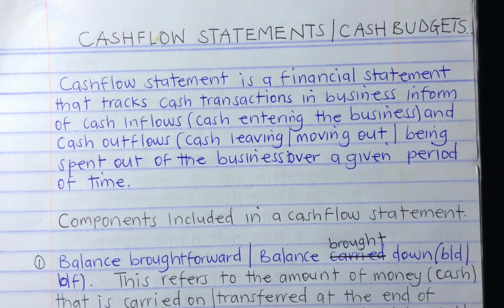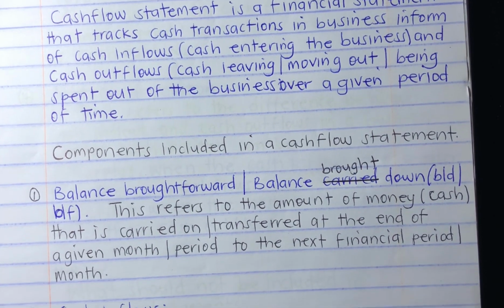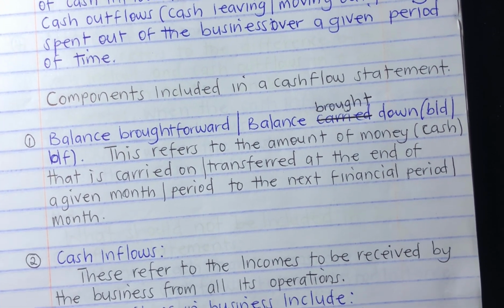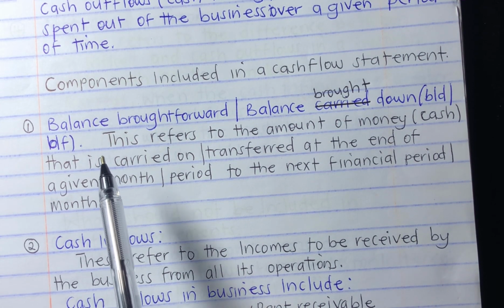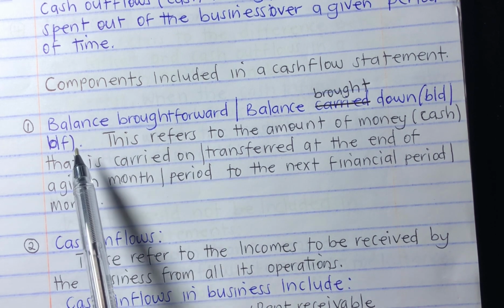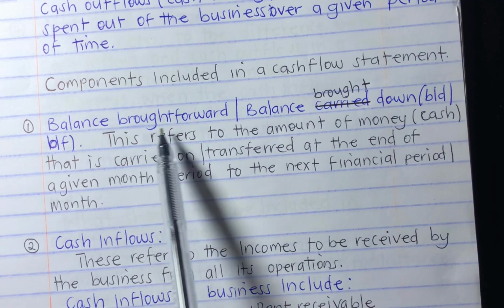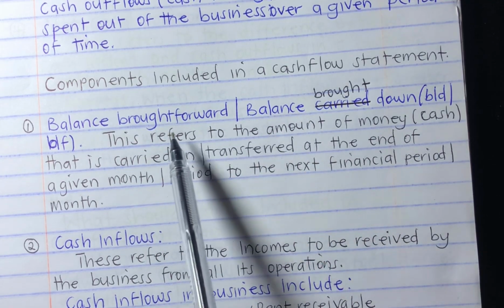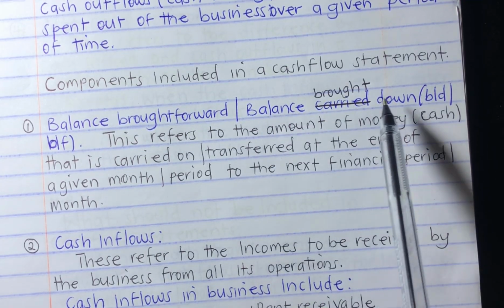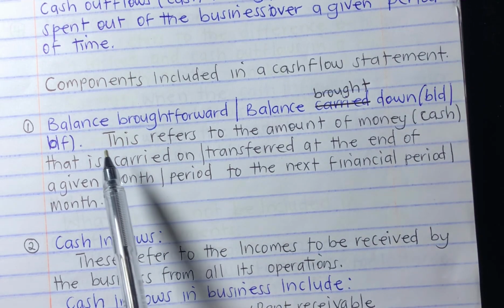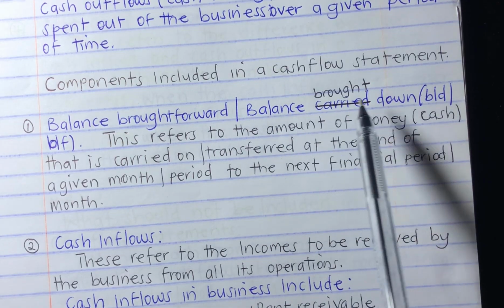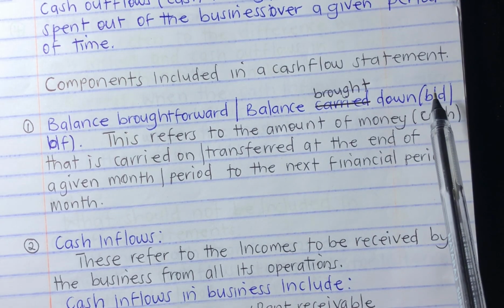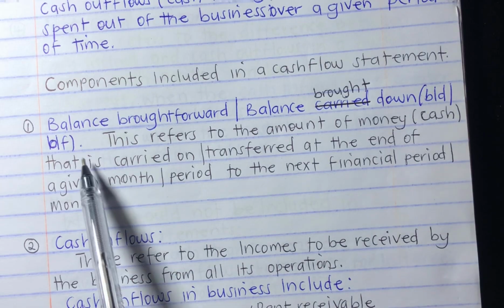Now we have the components of a cash flow statement. Under the preparation of a cash flow statement, we always have these components. One is called balance brought down or balance brought forward, abbreviated as B/D or B/F.